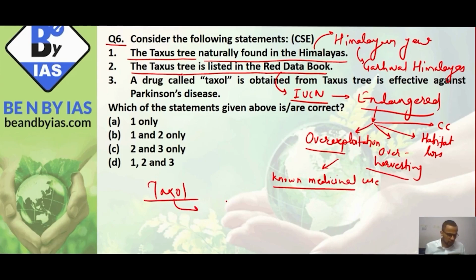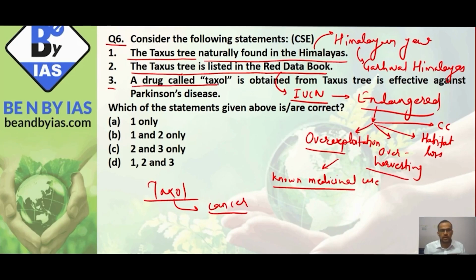Fine. So the leaves of Himalayan yew or Taxus contain the drug or chemical called taxol, which is important in the treatment of Parkinson's disease. Sorry, it is useful in the treatment of cancer, not Parkinson's disease, and that's why this third statement becomes wrong.